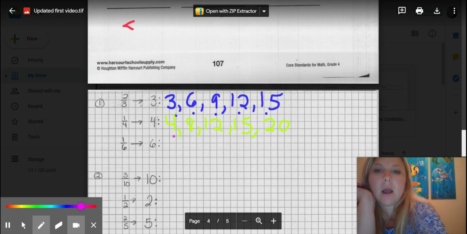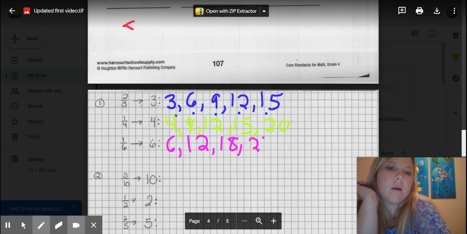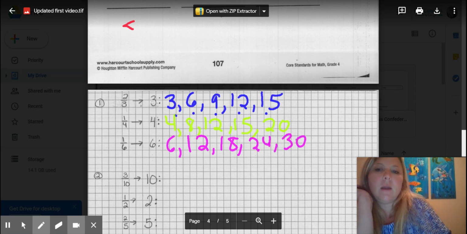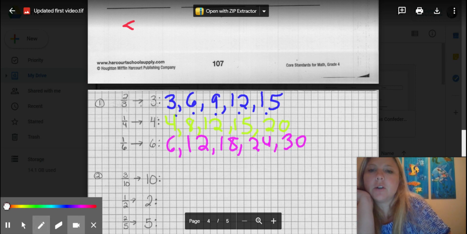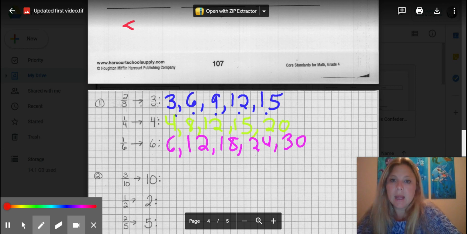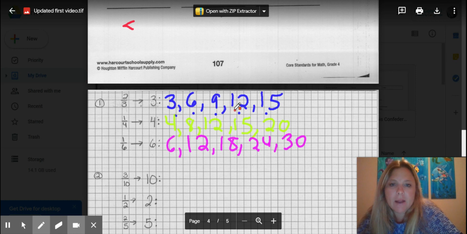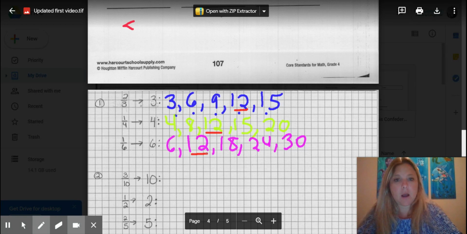Help me out, count out loud. We have 6. What comes next? 12. Good. 18. Keep it up. 24. And then 30. Now, looking at those numbers, which ones are the same in all three? It can't be the same just in 2, it has to be in all 3. When I look at them, I know that I have a 12 that's the same here, here, and here. So that becomes my common denominator.